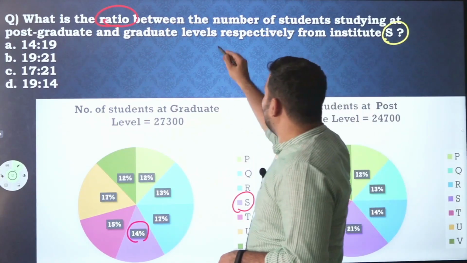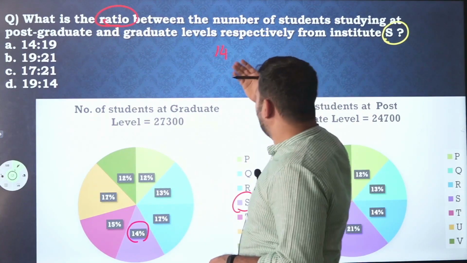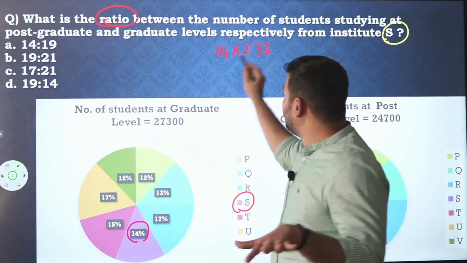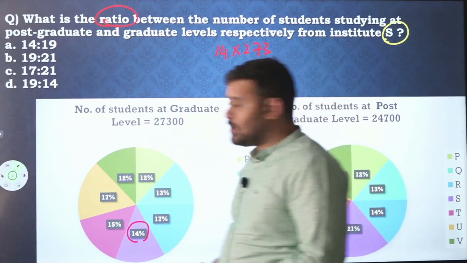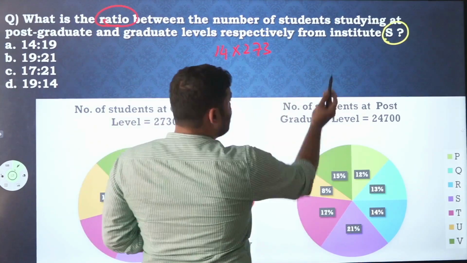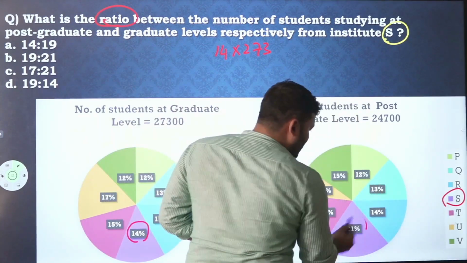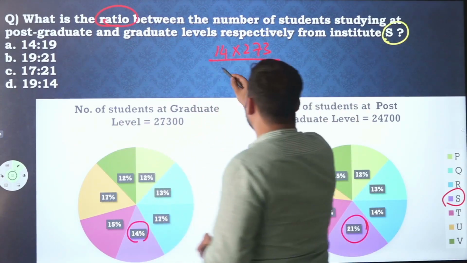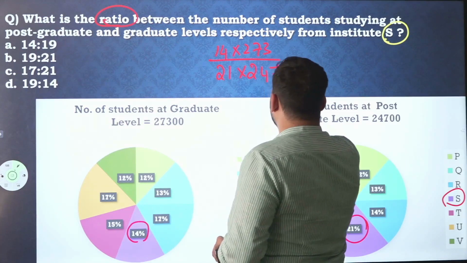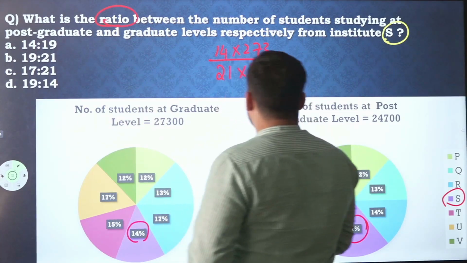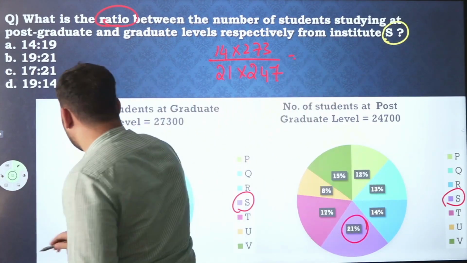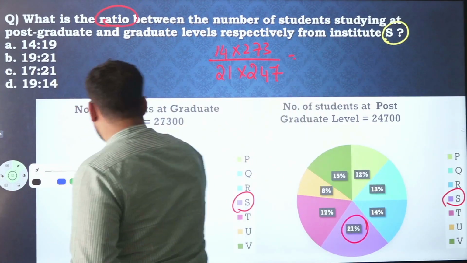So it is nothing but 14 into 273, that will give us the total number of students. And in this case, it is purple again, 21%. So it is 21 into 247. This will give us the ratio between the two. Now let me change the color and have a look at this.